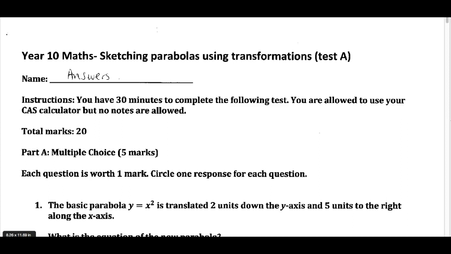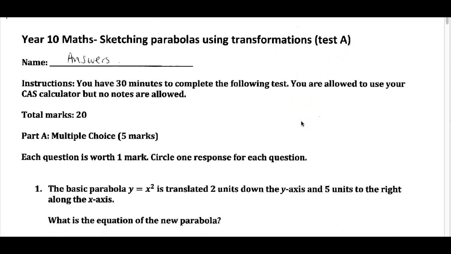All right, in this video, we're going to quickly go through the first test on transformation. So it's test A, just to make sure that you've got the right one. Prior to this test, you had 5 minutes reading time. In that time, you should actually be reading through every single question.